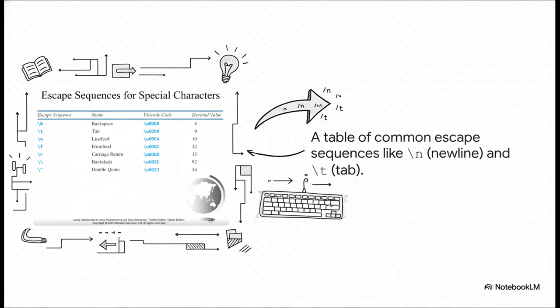As you can see, \n is for a new line and \t is for a tab. This is another one of those make-flashcards-and-memorize-it tables for your exams. They love to test these.